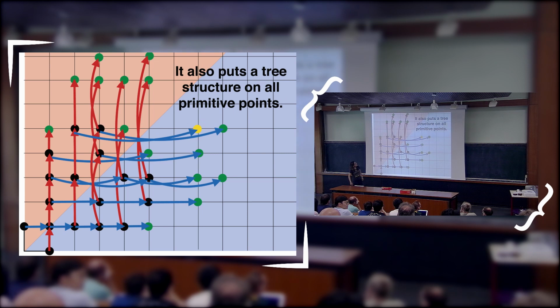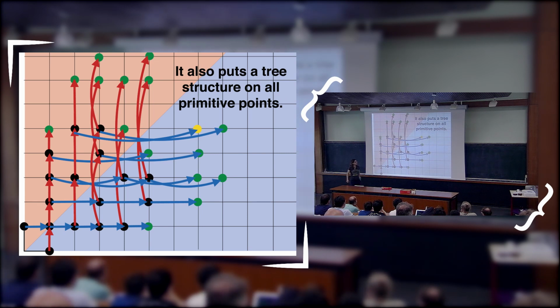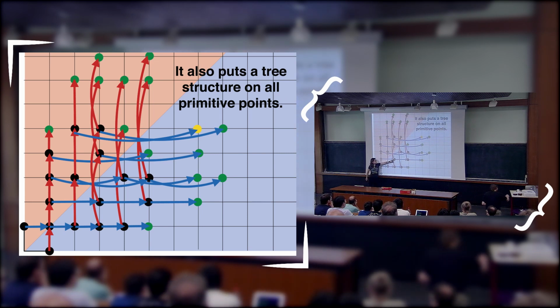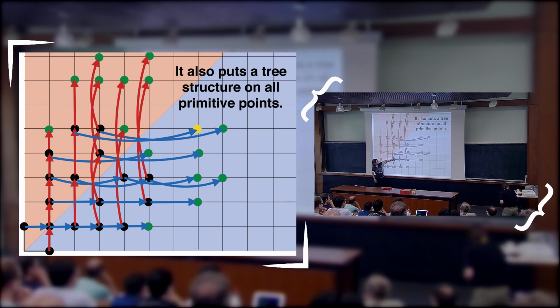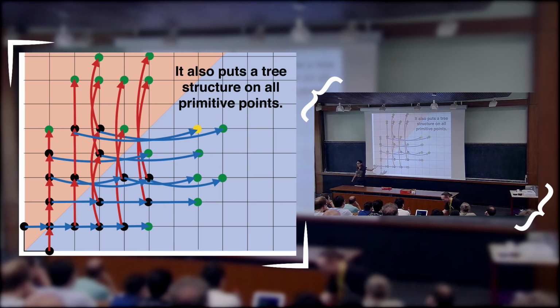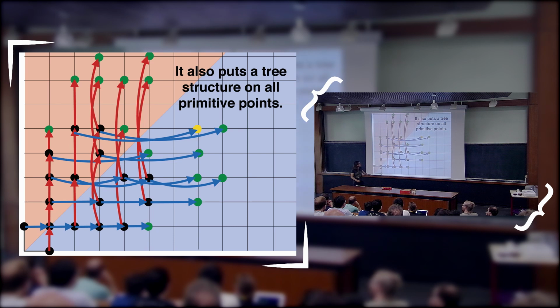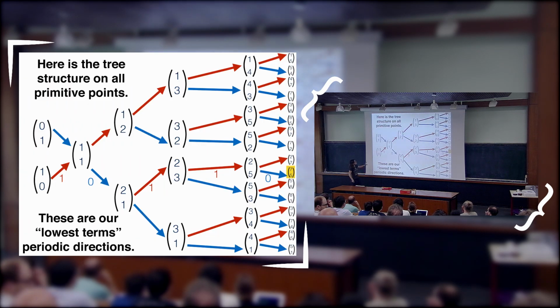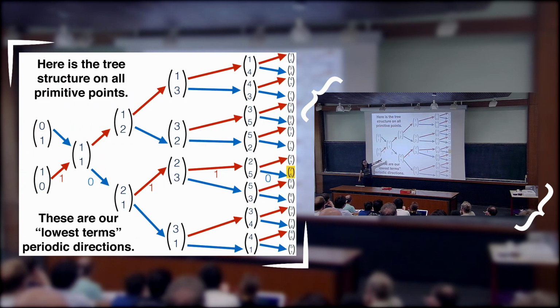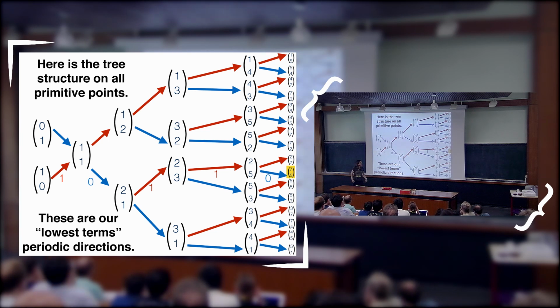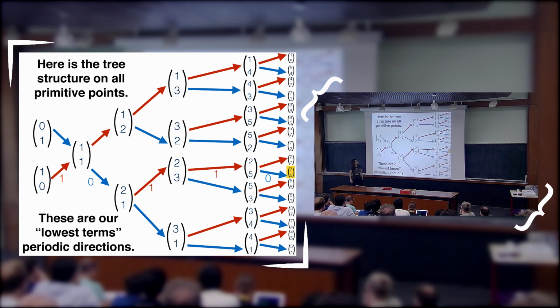Okay, so it also puts a tree structure on all the primitive points. So this is a tree. Every node has one thing coming in and two things coming out. In this picture, it's kind of hard to tell that it's a tree, isn't it? You just want to get a hairbrush on there and make it easier to see. So I did that. So here's the tree structure. Now you can see it's really a binary tree. So what we've done is measured how complicated each fraction is, like which level it comes up in this tree. And these are our lowest terms periodic directions.